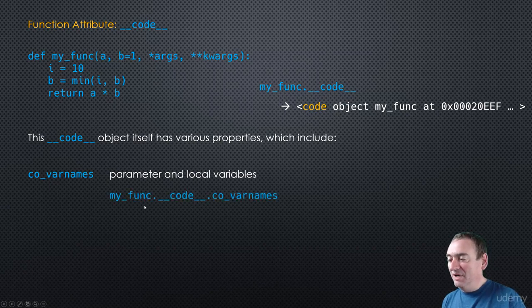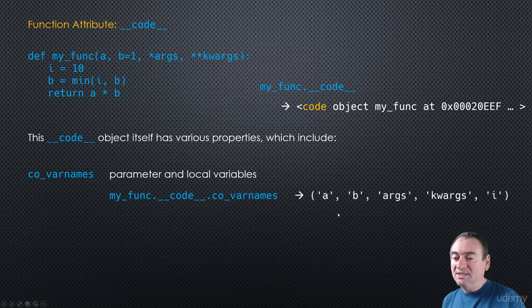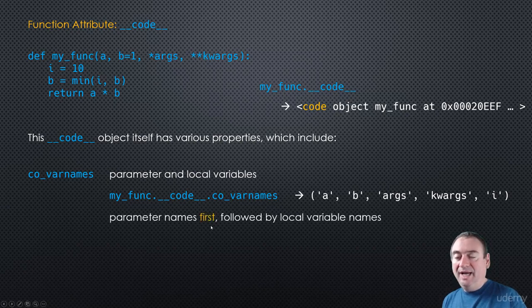So if we call myfunc.__code__.co_varnames, that's how we would access it. We would get this tuple: a, b, args, kwargs, and then i. Note that the parameter names come first, and then they're followed by the remaining local variable names.